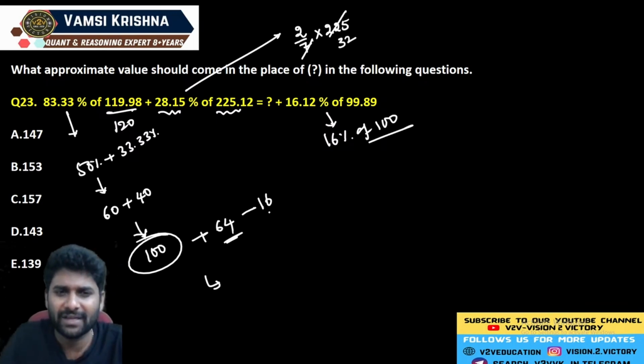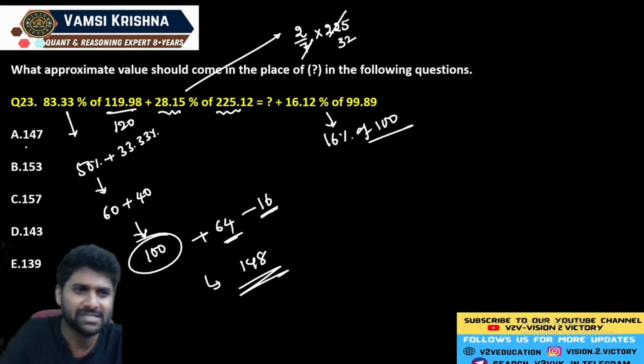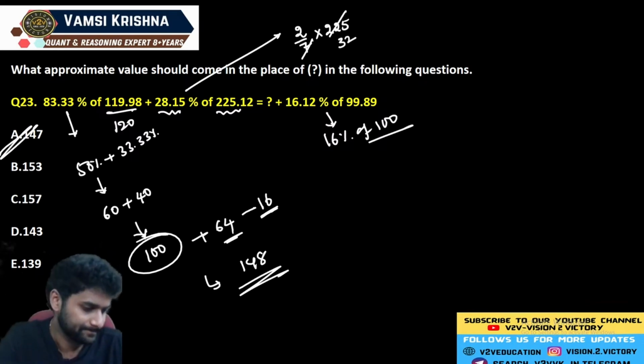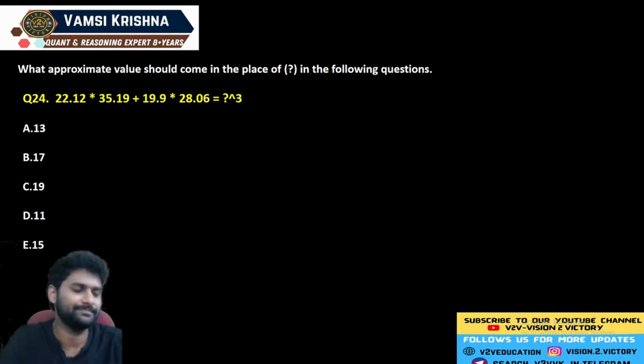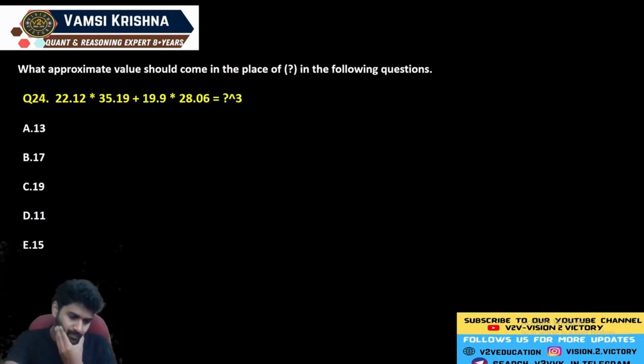Now here, the difference of 64 and 60 is exactly equal to 48. So the approximate value is 147. So take the nearest values. Yes. Next value.